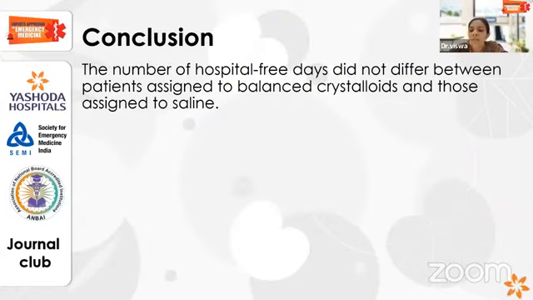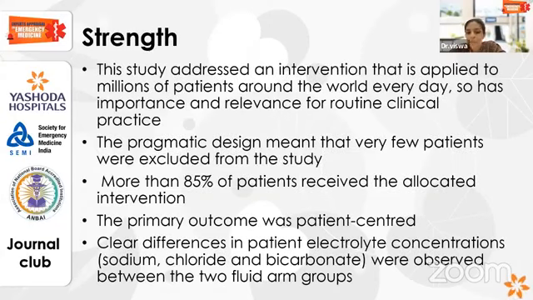Finally, the conclusion that we can make from this study is that the number of hospital-free days did not differ between patients assigned balanced crystalloids or normal saline. However, the secondary outcome varied. As a strength, the study addressed an intervention that is applied to millions of patients around the world every day, so it has importance and relevance for routine clinical practice. The pragmatic design meant that very few patients were excluded from the study. More than 85% of the patients received the allocated interventions, and the primary outcome was patient-centered.